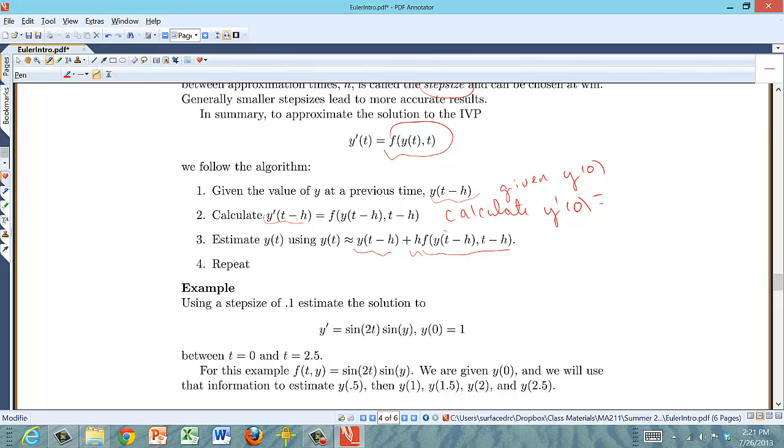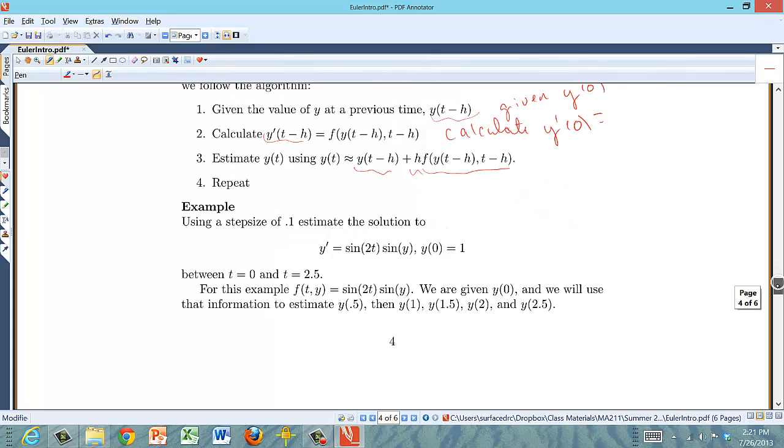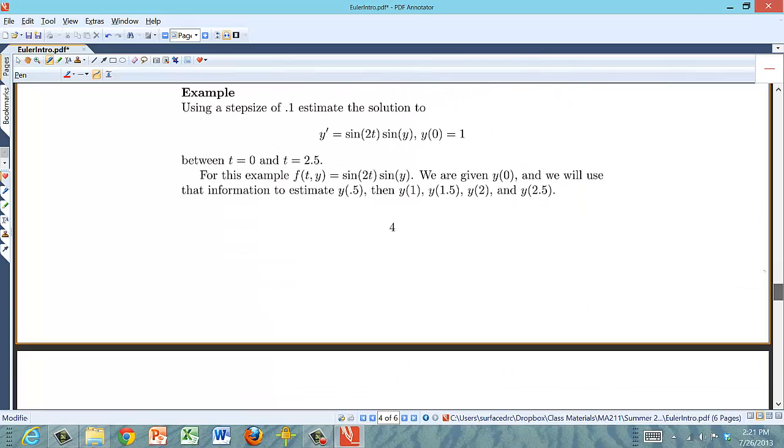Let me just get ready here. I've pre-calculated some things. Okay, so we want to use step sizes of 0.1 to estimate the solution to y prime equals sine 2t sine y and y of 0 equals 1 between time 0 and time 2.5. Wow, it's not a step size of 0.1. That'd take forever. It's a step size of 0.5 that I'll use.